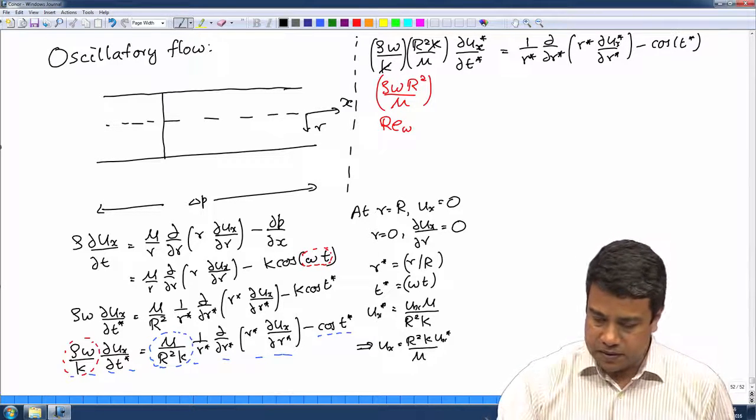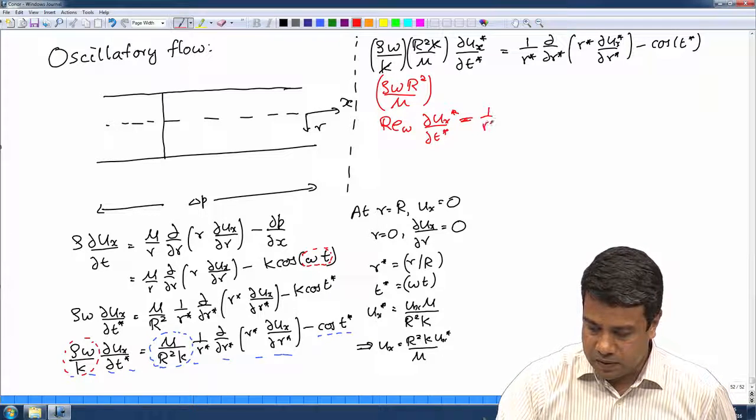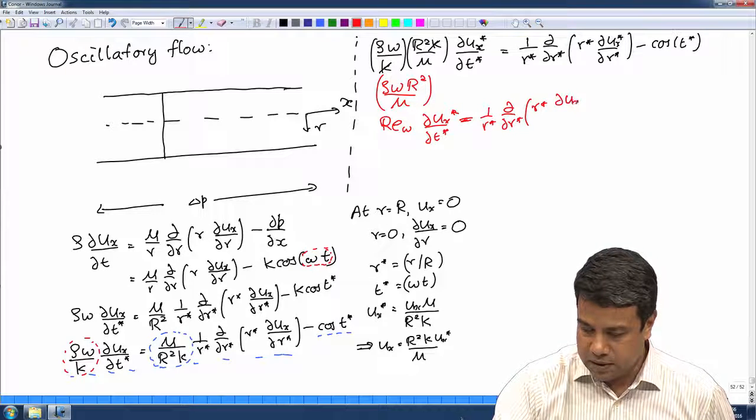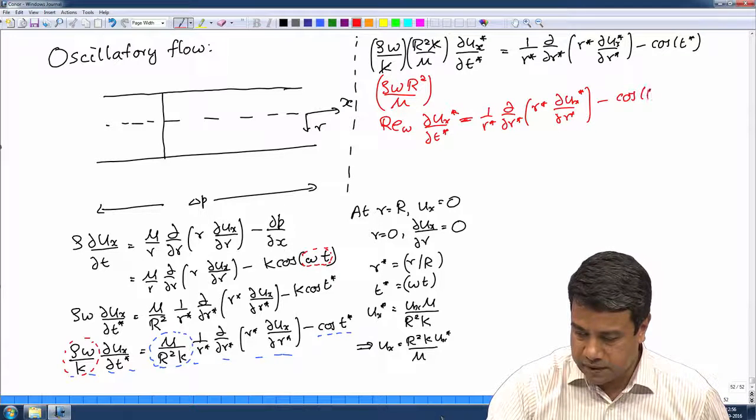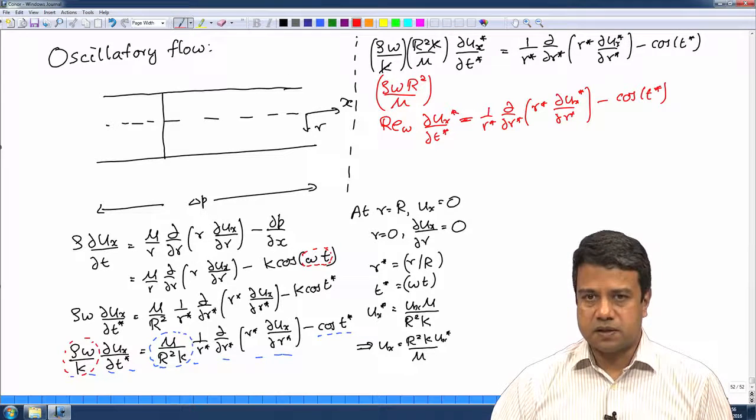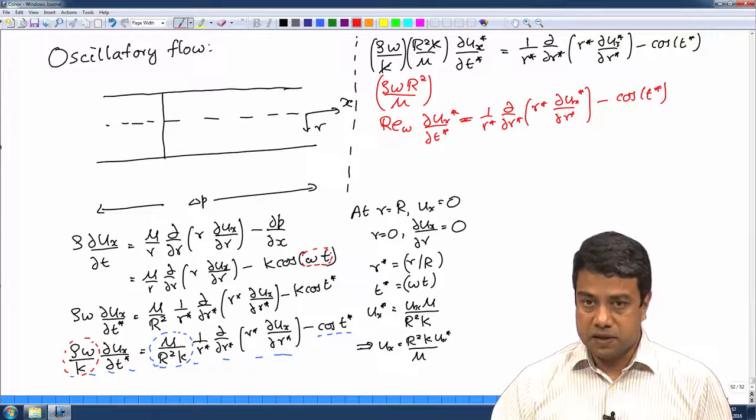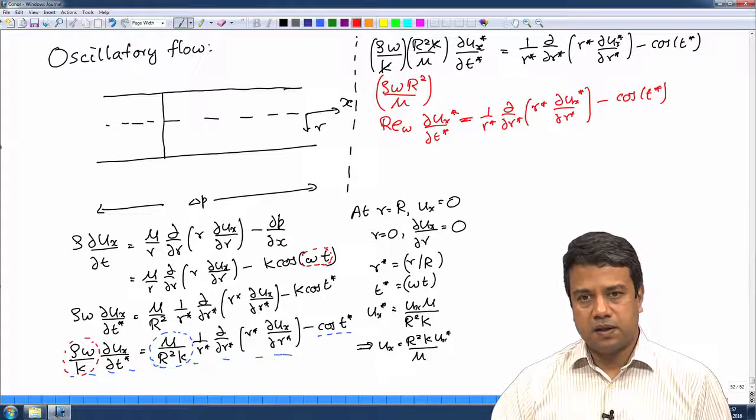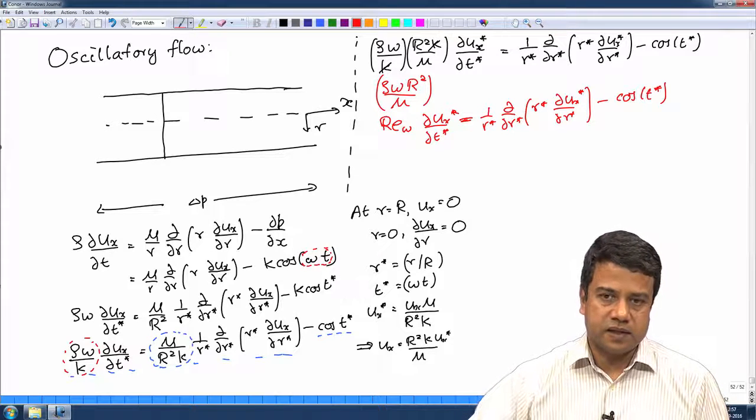So the equation is of the form Re omega partial ux by partial t is equal to 1 by r d by dr of r partial ux by partial r minus cos of t. This is a partial differential equation. It is a function of both time and radius. It is an inhomogeneous partial differential equation. It is oscillatory, so the velocity exactly repeats itself after each cycle.